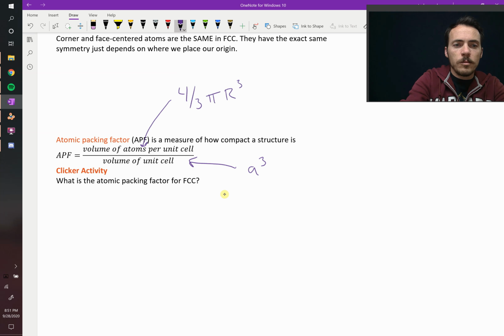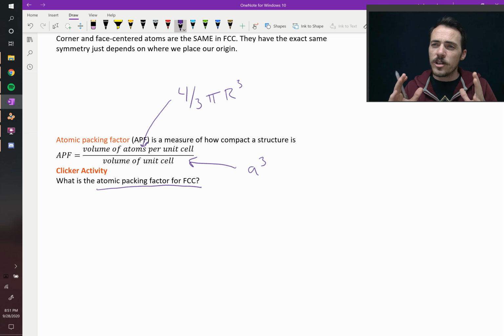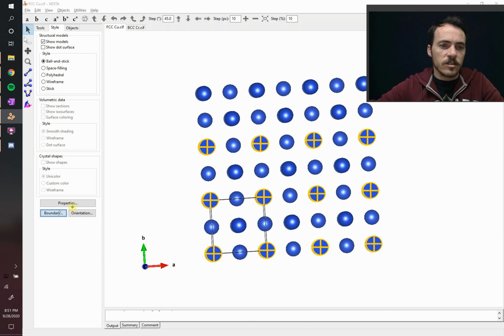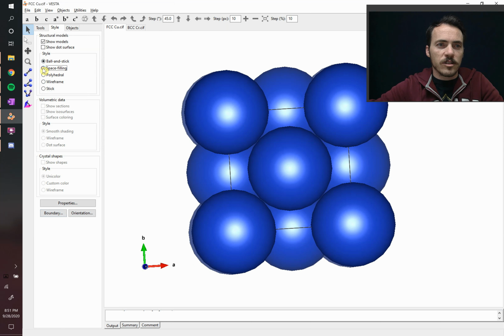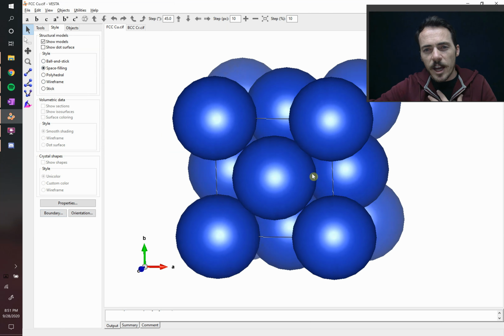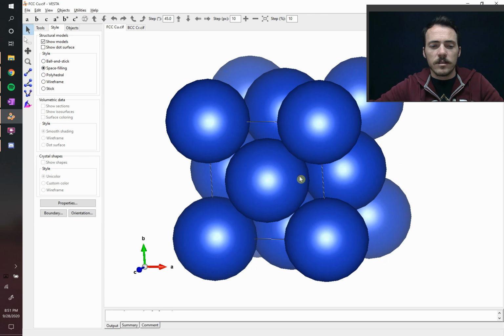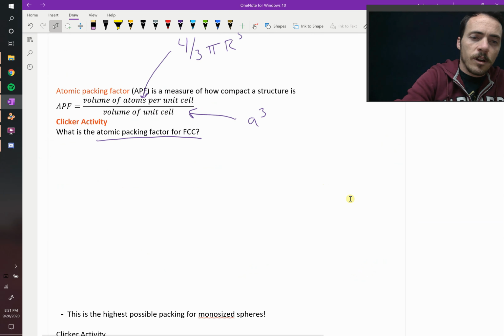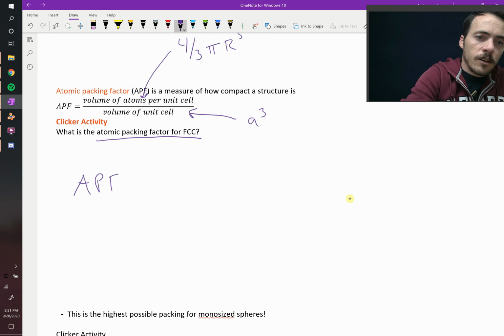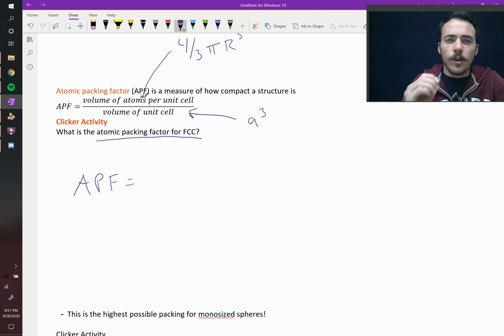So let's do an example here. What should be the atomic packing factor for FCC? What fraction of the space should be occupied by atoms versus not. Again, if we come back here, let's draw just a single unit cell again, and we're going to make it space filling. How much of this unit cell is empty space versus filled space? Let's do the calculation. Let's write volume of atoms per unit cell. All right, the atomic packing factor is equal to volume of atoms per unit cell.